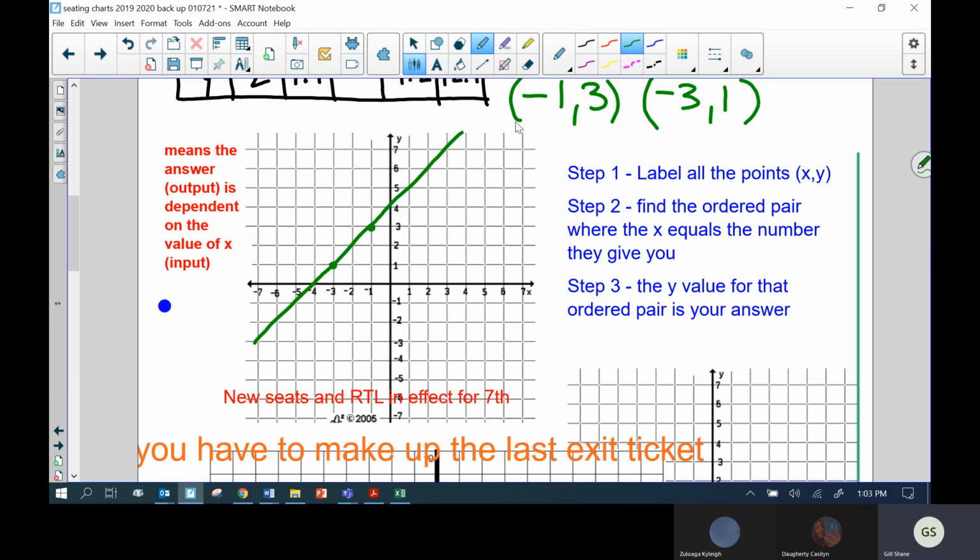We need to find the y-intercept. The y-intercept is where it goes through the y-axis. So that's this number right here. It goes through the y-axis at +4. So our equation, because remember, this is our equation.